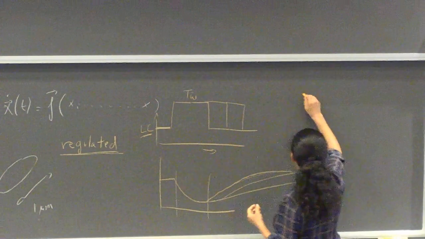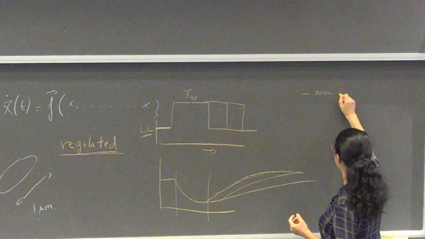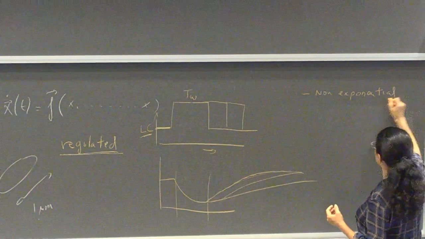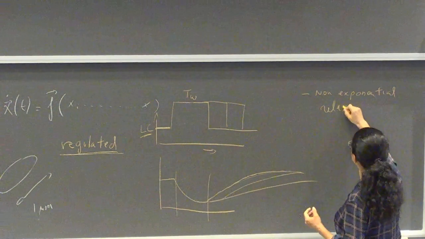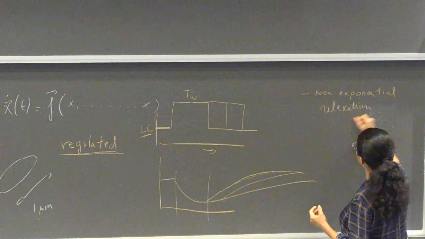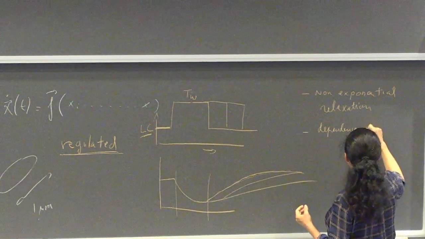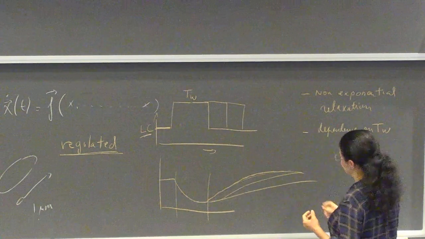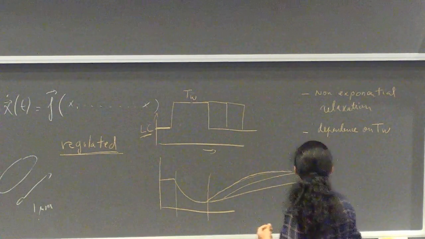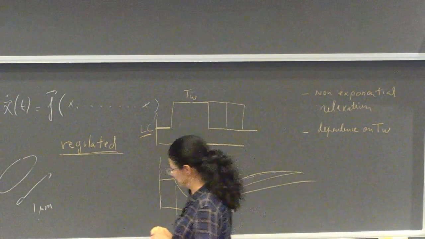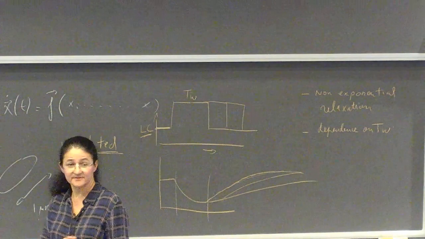features: non-exponential relaxation, dependence on TW, right? Okay, and strong dependence on TW. We'll start with these two features.